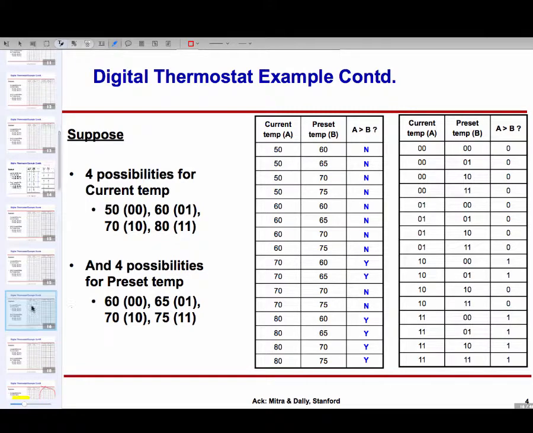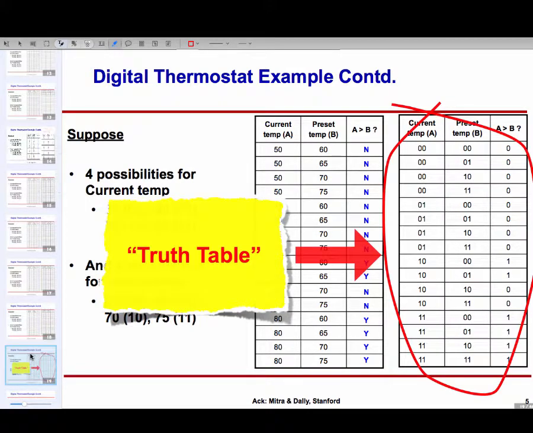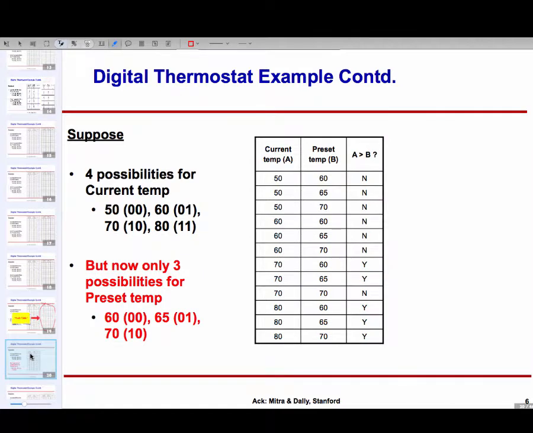Okay, so that's a truth table. Let's imagine another situation where I still have the 4 current temperatures, but let's say I have a preset temperature with only 3 possible values: 60, 65, and 70. And let's say I decided to map them as 60 being 0, 0, 65 being 0, 1, 70 being 1, 0, so there's no 75, which was 1, 1 previously.